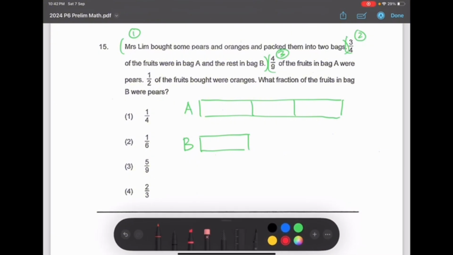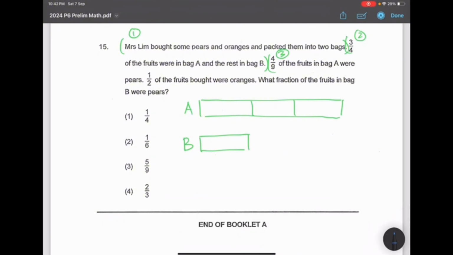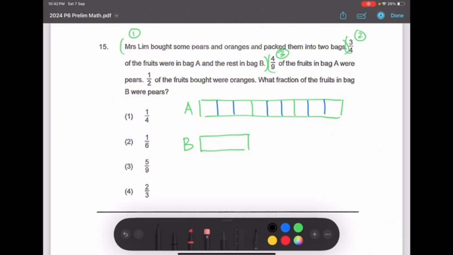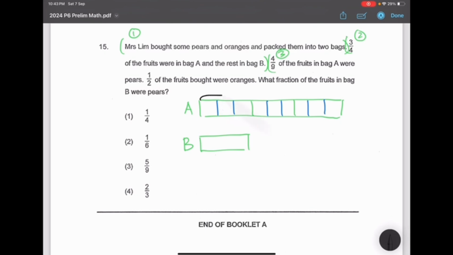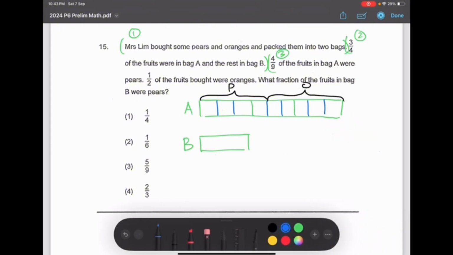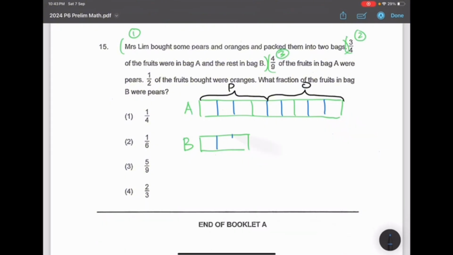I want to split A up into 9 units. Alright, so currently I have 3 units. What I want to do is to split them up into 9 units. Can you see that? Now I have 9 units. I want to label that 4/9 are pears and the rest are oranges. What I did with A, I want to do with B as well.